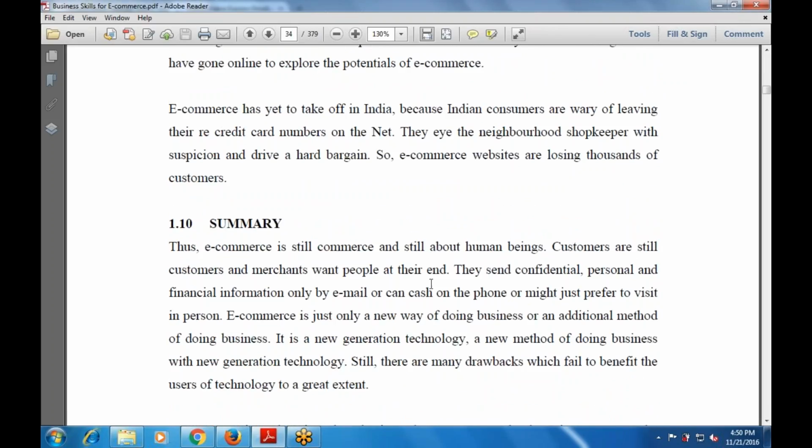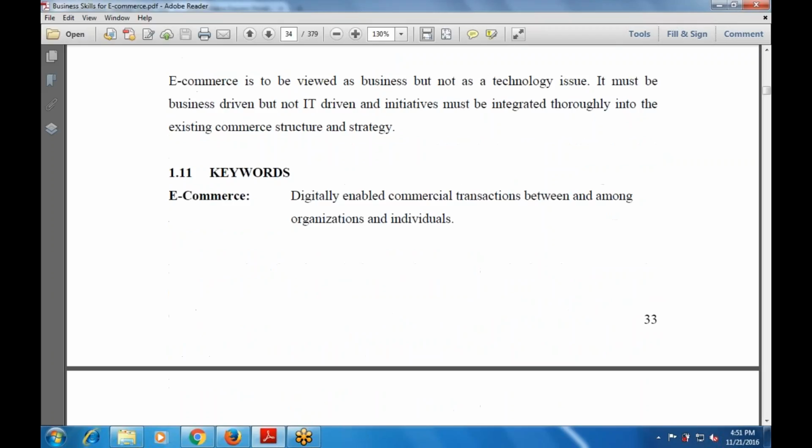But we can say at the end that e-commerce is still emerging and needs to be improved in the coming years. It is a new generation technology, a new method of doing business. Still, there are many drawbacks, which fail to benefit the users of the technology to a great extent.